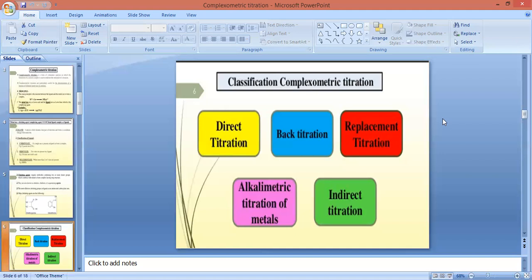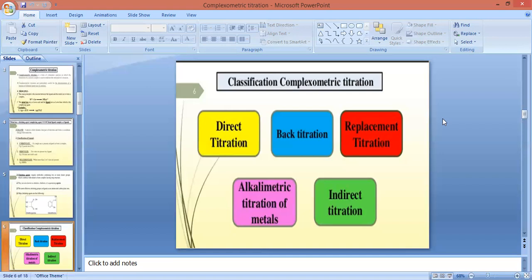The fourth type of complexometric titration is the alkalimetric titration. When a complex is formed between a metal ion and a complexing agent, acids are liberated, that is, protons are liberated into the conical flask. The liberated protons are neutralized with the help of a standard solution of alkali. That type of complexometric titration is known as alkalimetric titration, since the liberated protons are titrated with a standard solution of alkali.